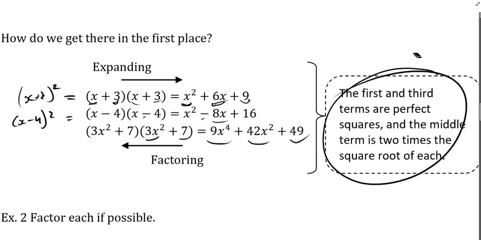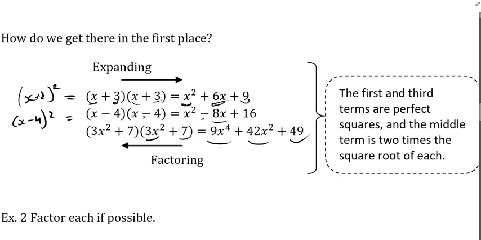Notice the first and third terms are perfect squares. So we're noticing the same kinds of things as we did in the last one. You've got to know your perfect squares. And remember, we talked about this. x to the fourth is a perfect square, so that checks out. The middle term is 2 times the square root of each. So the square root of 9 is 3. Square root of 49 is 7. 3 times 7 times 2 is the 42. It's a little bit harder to see this working backwards.